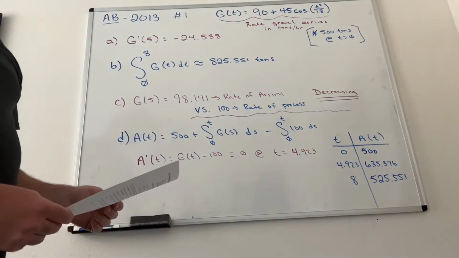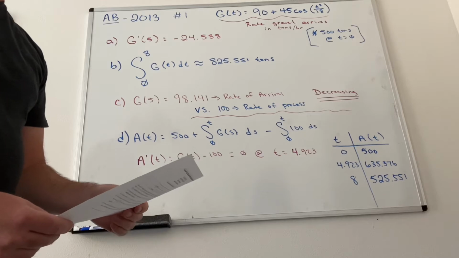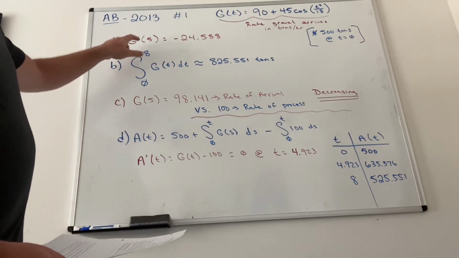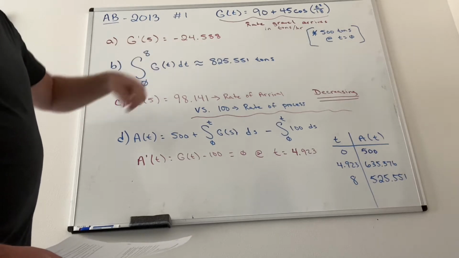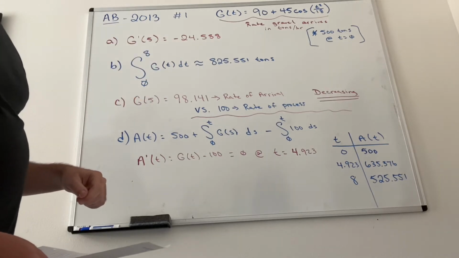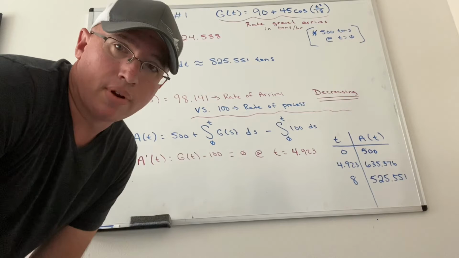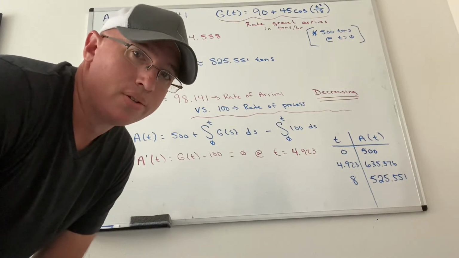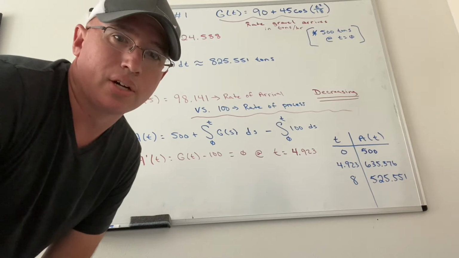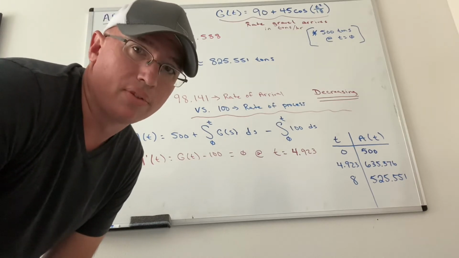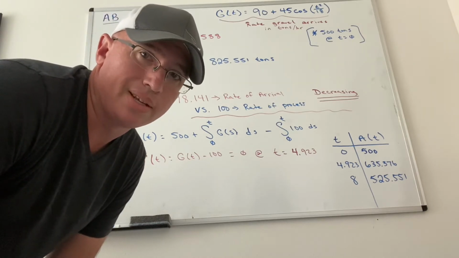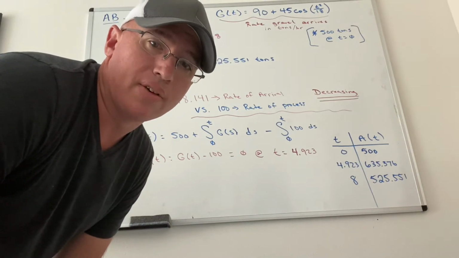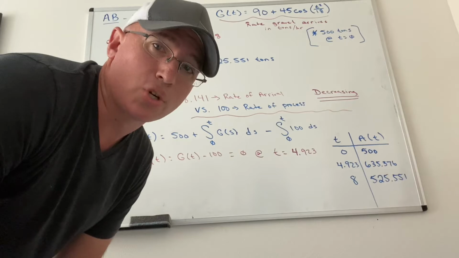Okay, part A asks us to find G prime of 5. So you just hit math 8, type in 5, and the calculator spits out negative 24.588. Well, G's already a rate, so G prime is going to be the rate of the rate. So what you can say is that the rate the gravel is arriving at the processing plant is decreasing at a rate of 24.588 tons per hour squared.